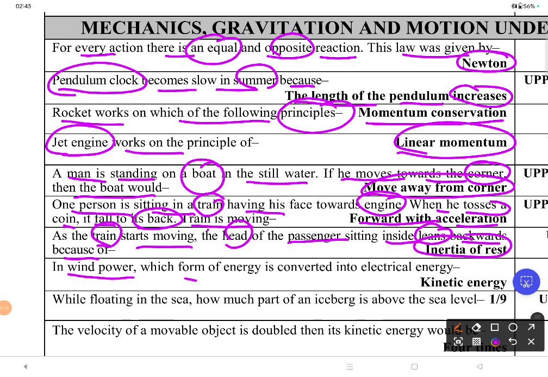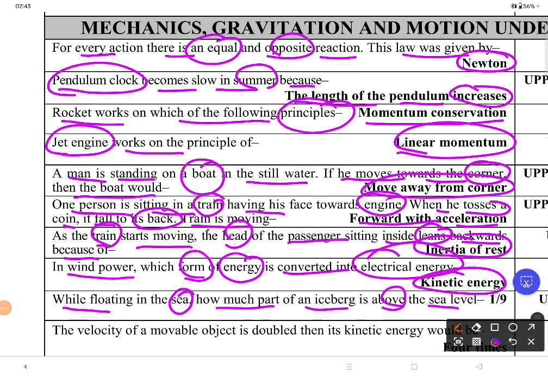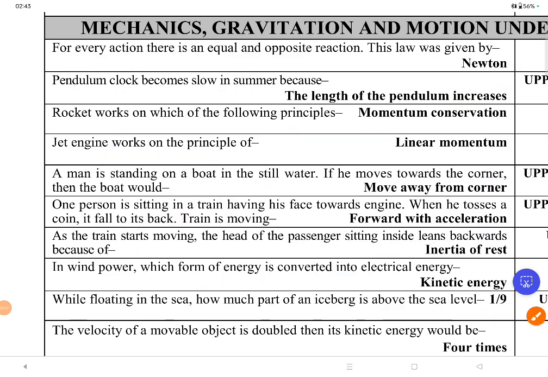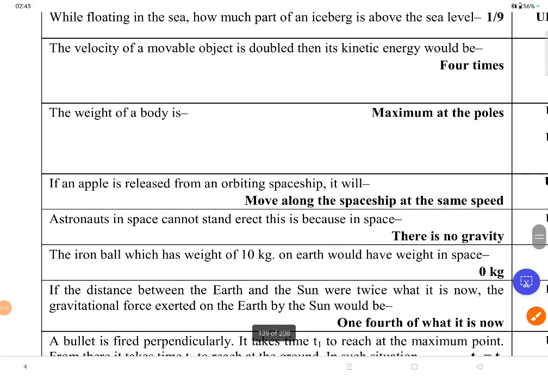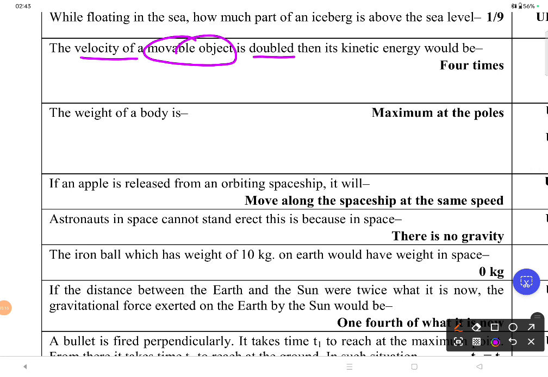In wind power, which form of energy is converted into electrical energy? That is kinetic energy. While floating in the sea, how much part of an iceberg is above the sea level? 1/9. If the velocity of a movable object is doubled, then its kinetic energy would be 4 times.